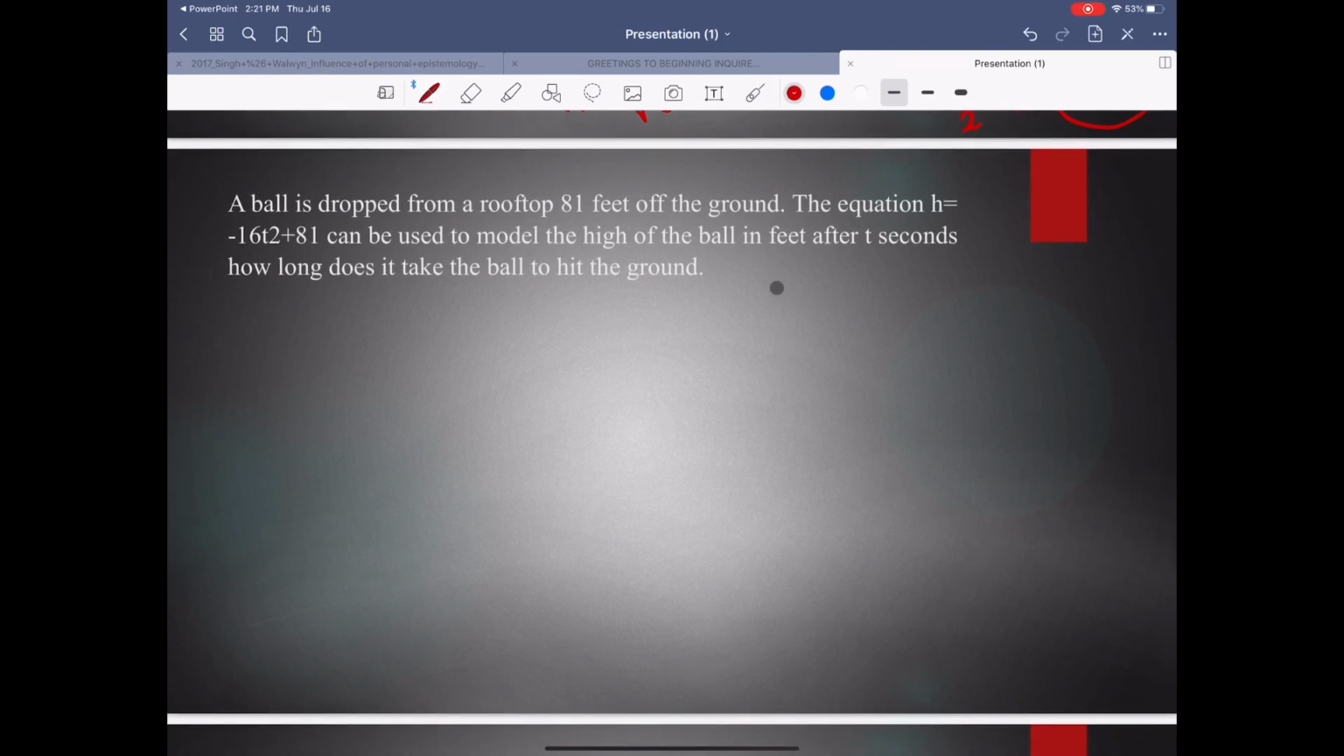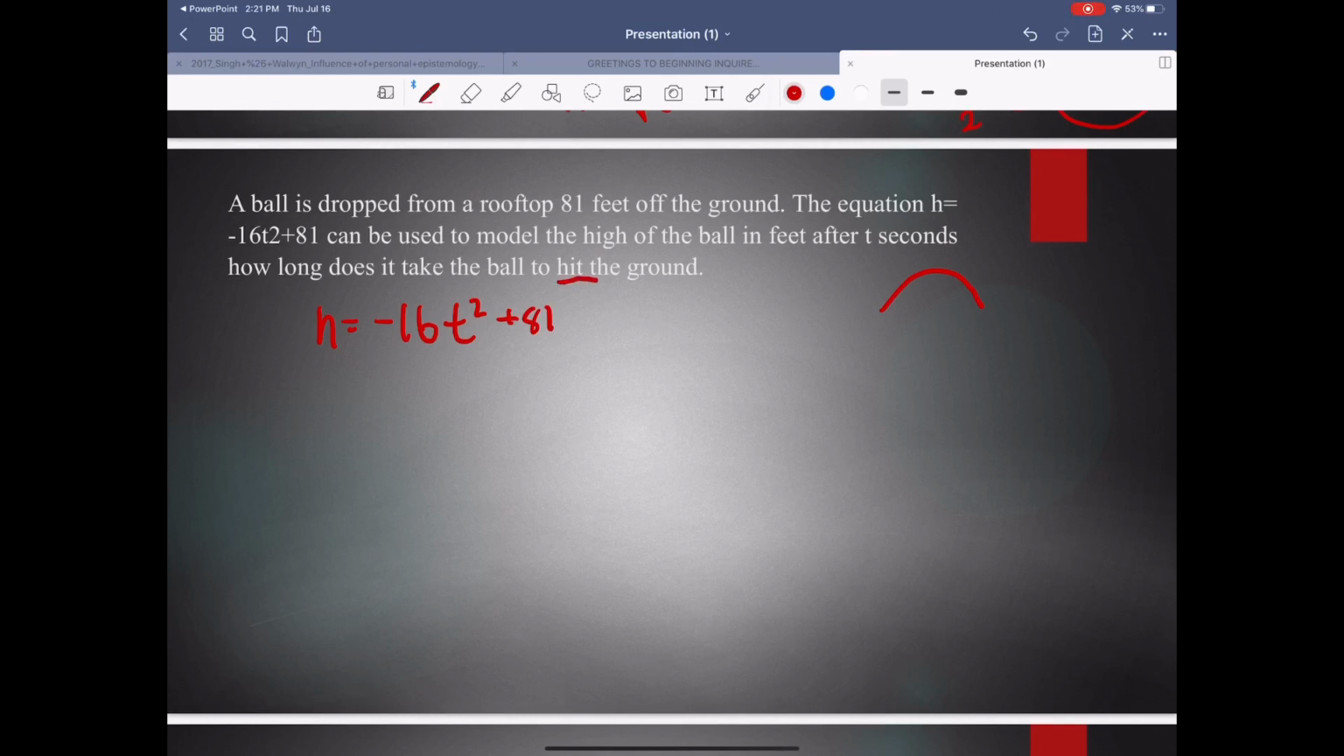All right, so this is a very common problem. It deals with upward velocity and determining how long an object stays in the air due to parabolas. A ball is dropped from 81 feet off the ground. The equation h equals -16t² + 81 can be used to model the height of the ball in feet after t seconds. How long does it take the ball to reach the ground?